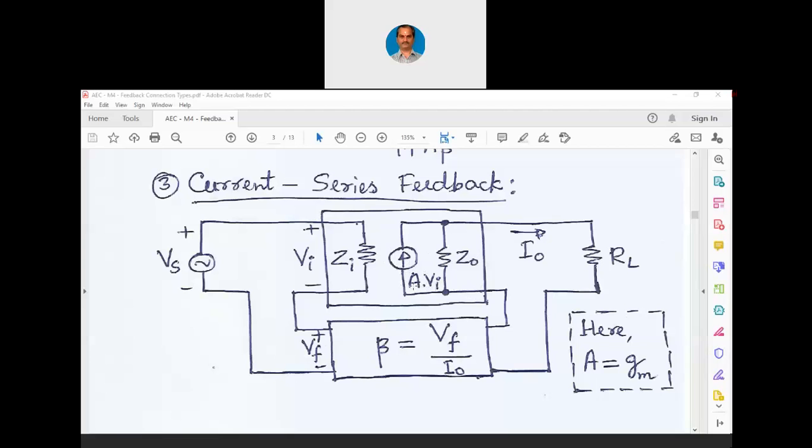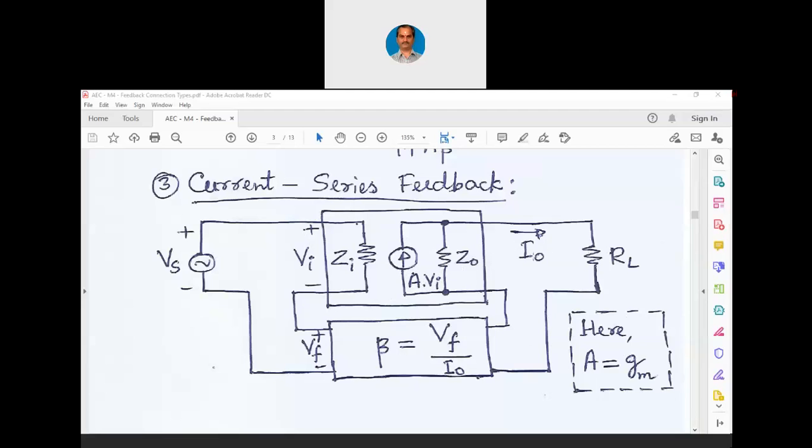So what is A here now? V0 is A into Vi. So A is now GM. You can see at the input it is Vi, at the output it is current. So it is now I0, it is not V0. I0 is equal to A into Vi, or A is equal to I0 by Vi.